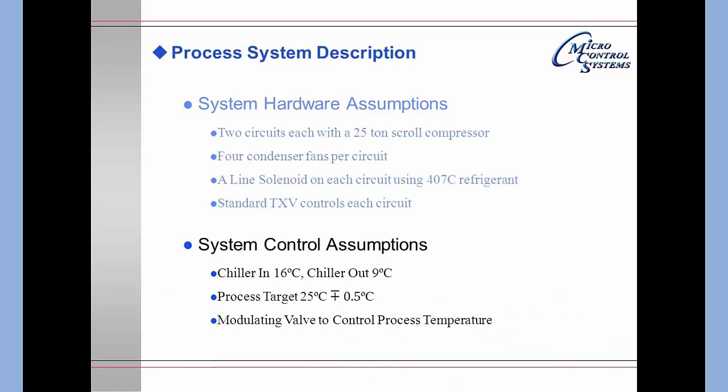The control assumptions will be chiller in at 16 degrees centigrade, chiller out at 9 degrees centigrade. The process target will be 25 degrees centigrade plus or minus a half a degree centigrade. There will be a modulating valve to control the process temperature.